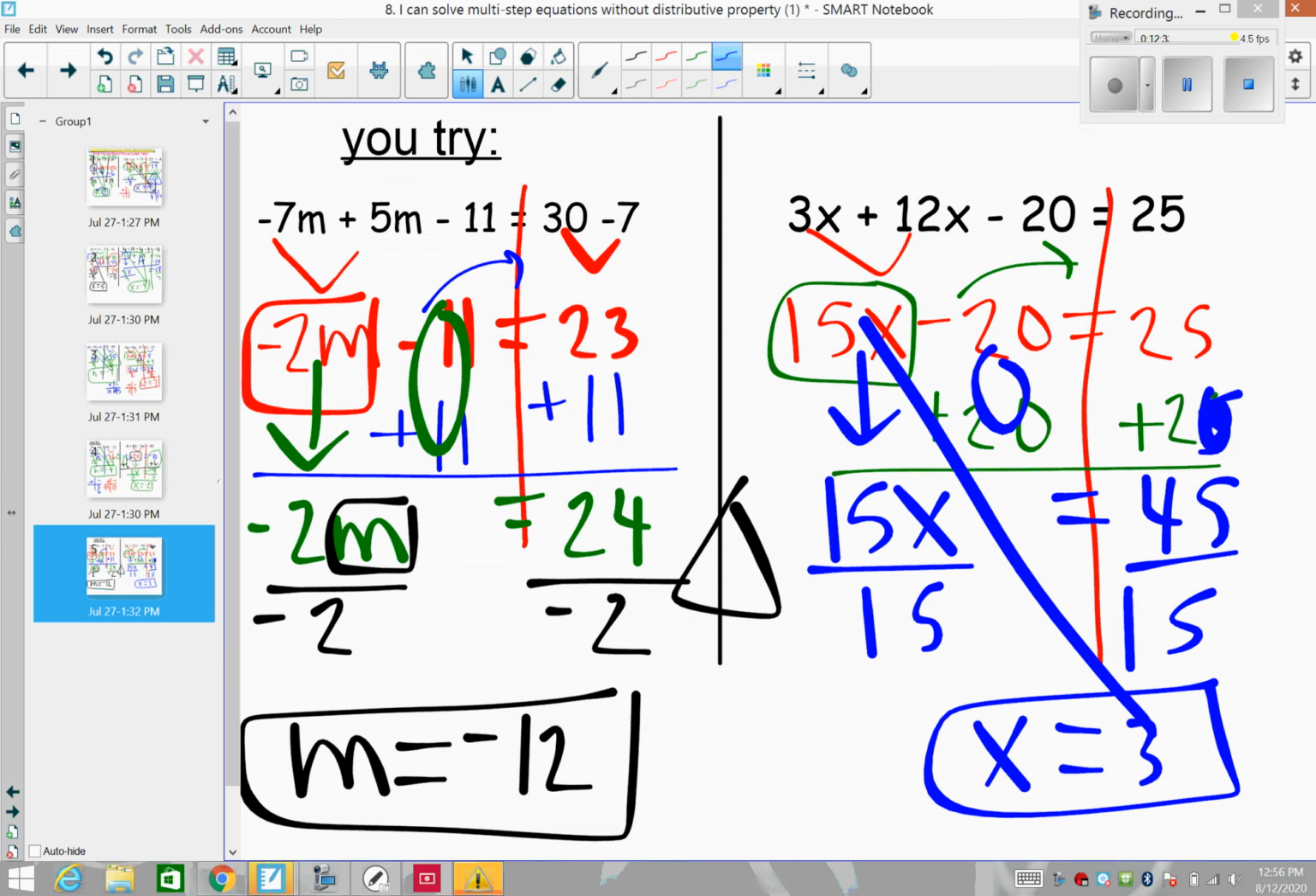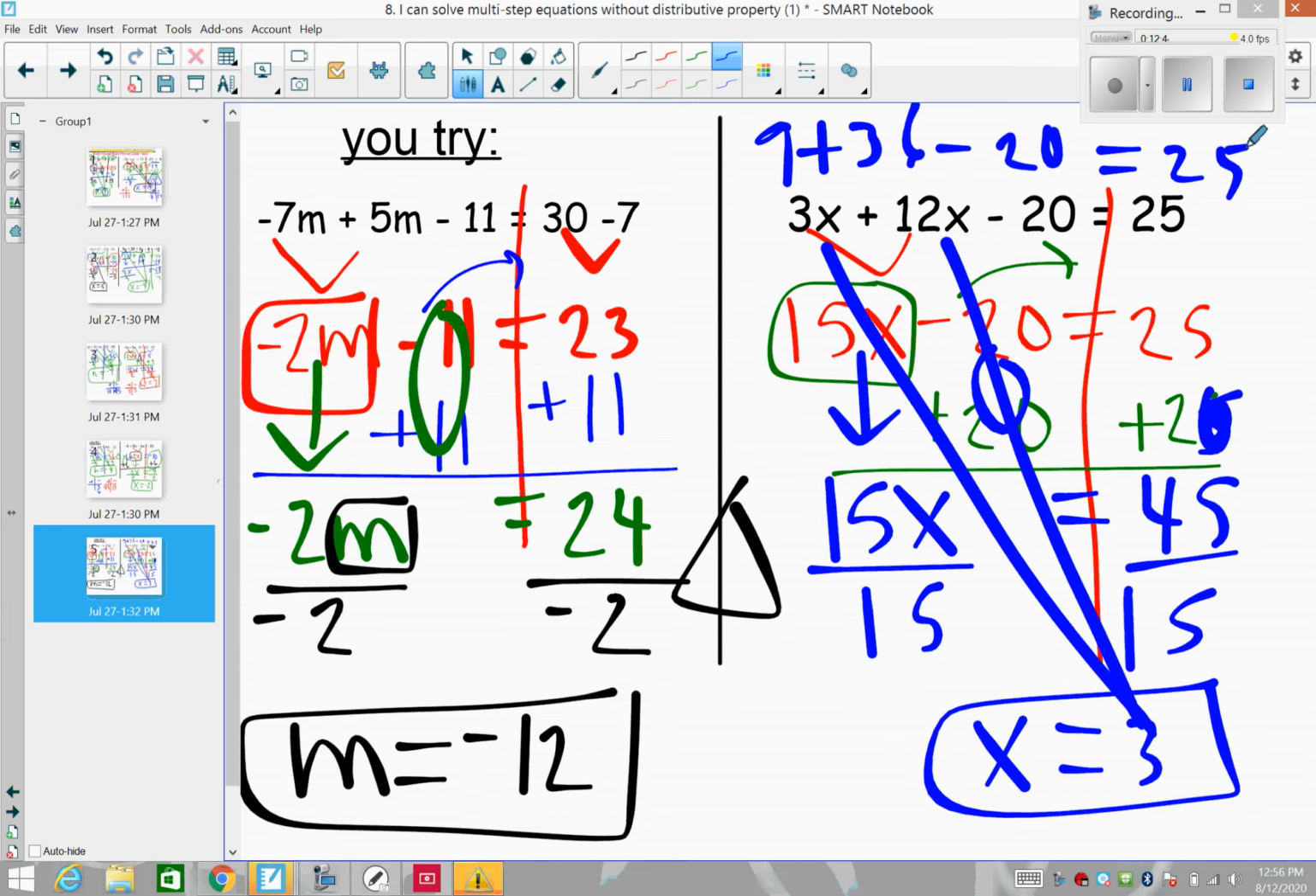So substituting back in. That would be 9 plus 36 minus 20. Does that equal 25? Yes, it does. So we know that that is the solution to the equation.